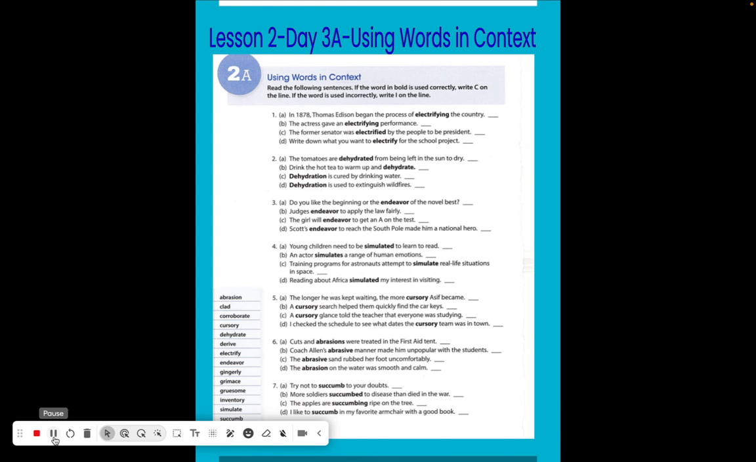Training programs for astronauts attempt to simulate real-life situations in space. Well, that makes sense because they want to make sure that they are well prepared and that they have tested all avenues before they go. So put a C. Reading about Africa simulated my interest in visiting. No, I think the word they're trying to get for A and D is stimulated, to bring up your interest. So D would also be incorrect.